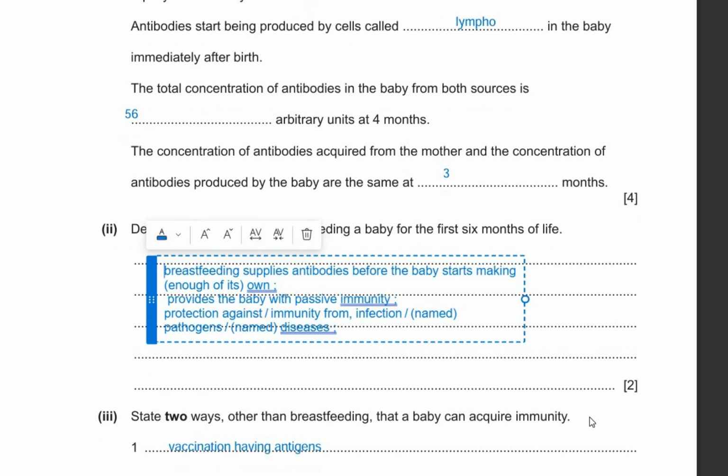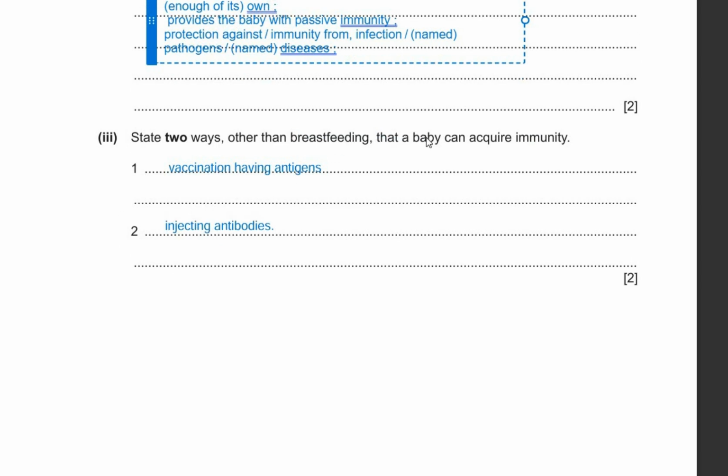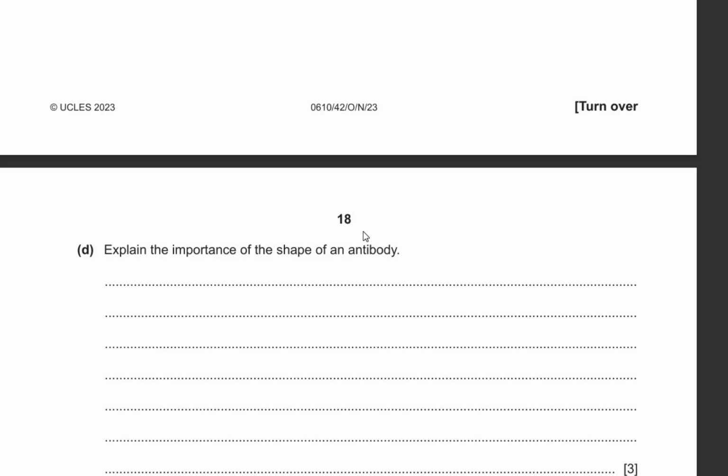Alright. Now, part 3 says state 2 ways, other than breastfeeding, in which the baby can acquire immunity. So immunity could be acquired by direct injections of the antigens, which are known as vaccinations. That is artificial active immunity. And then we can also inject antibodies, that is artificial passive immunity. Alright, I hope this was clear.